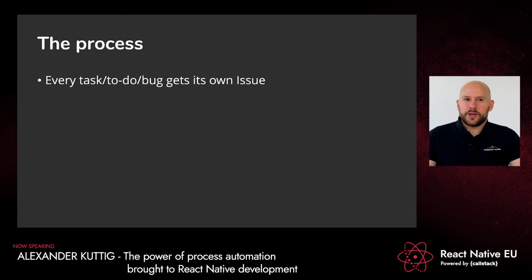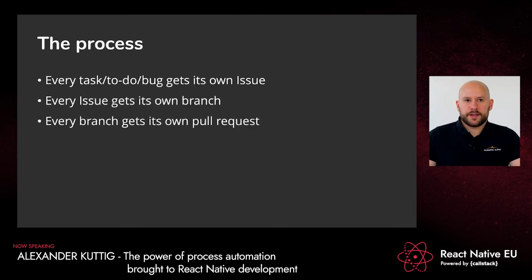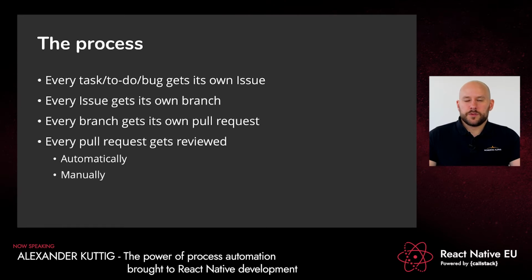So coming to development, every issue gets its own branch. Every branch gets its own pull request, and every pull request gets reviewed. That's very important for code quality. And we do review automatically, and we do review manually. So again, it's very important for code quality. That's our process. Now let's start with the first automation.